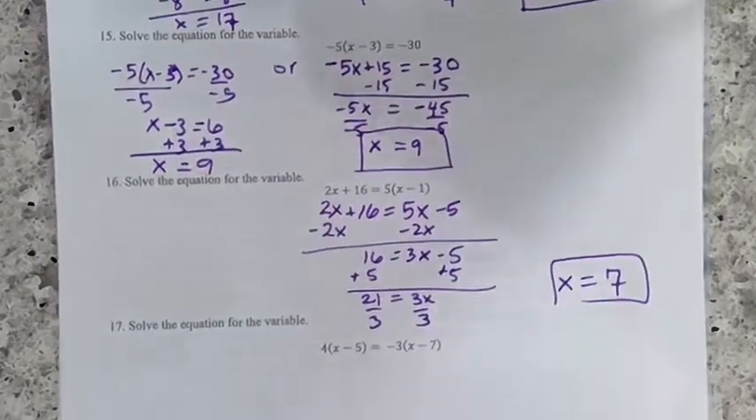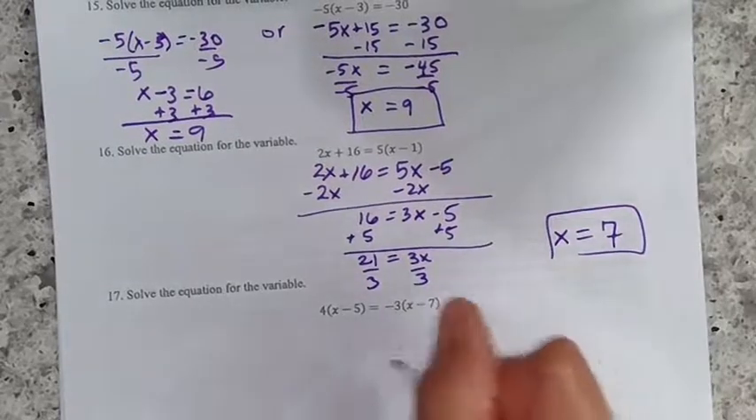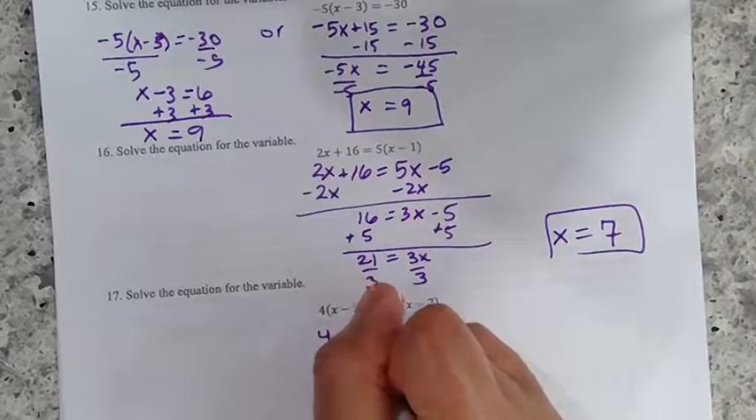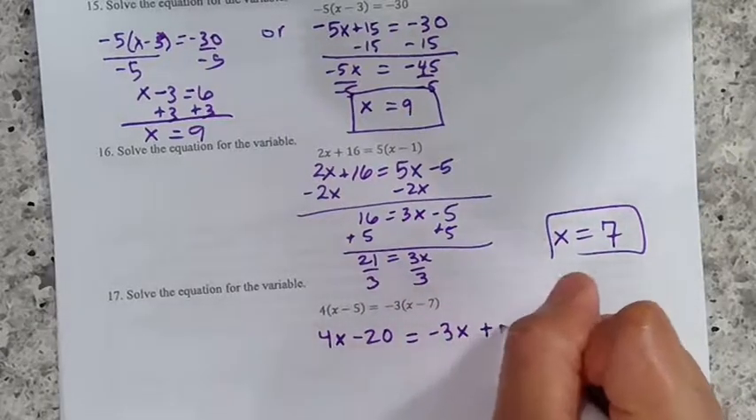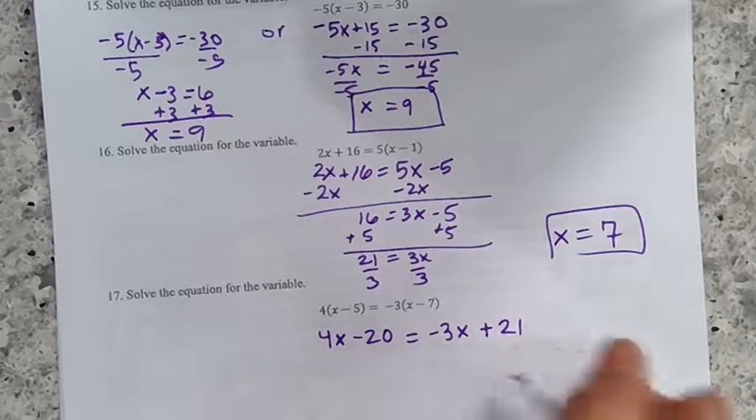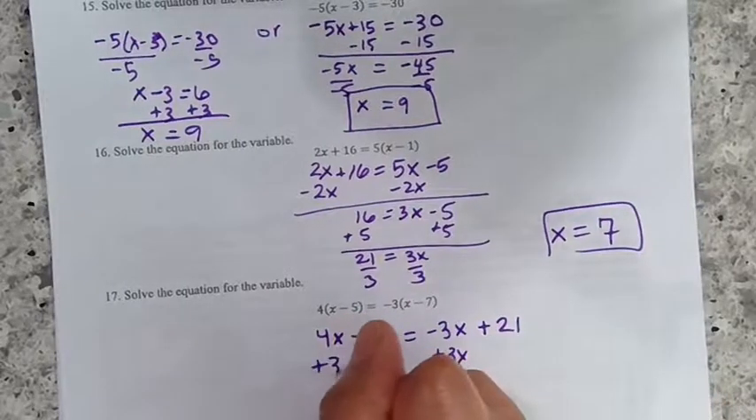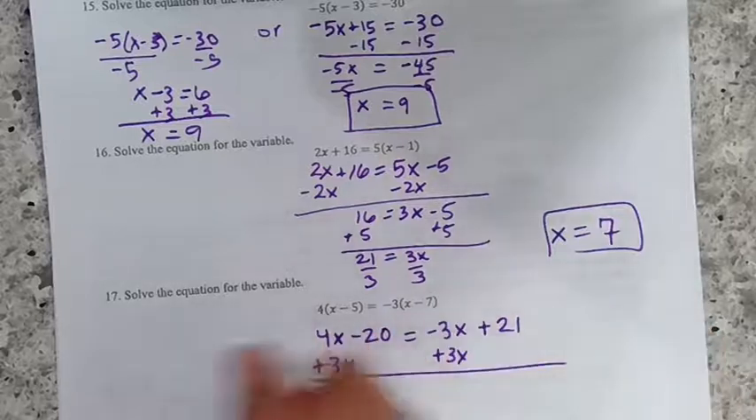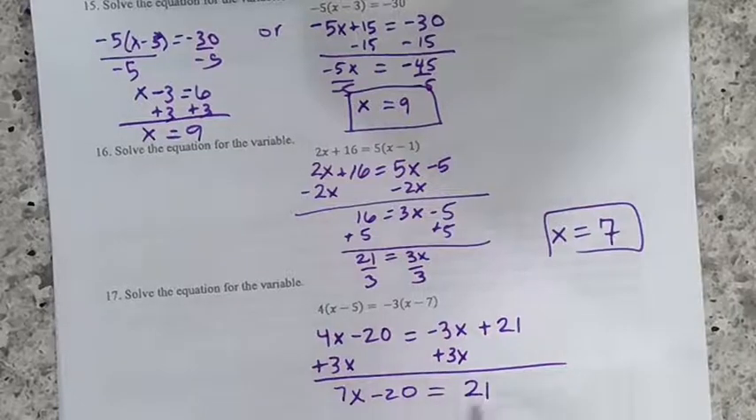All right, this one, definitely distributive property to both sides. So you're going to have 4x minus 20, negative 3x, positive 21, because it is negative 3 times a negative 7. So you want to make sure you get your signs. You could subtract 4x. I just added 3x to keep my x's positive. It doesn't really matter. 7x minus 20 equals 21.